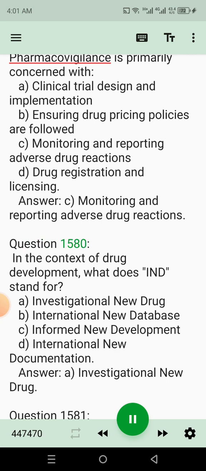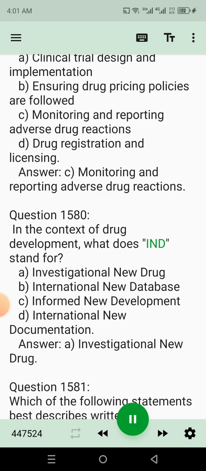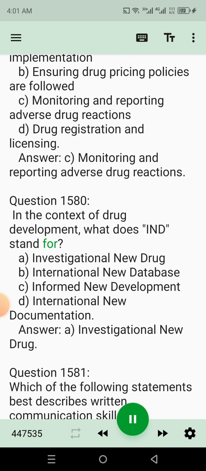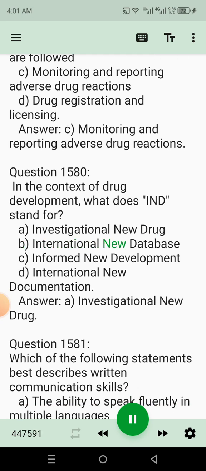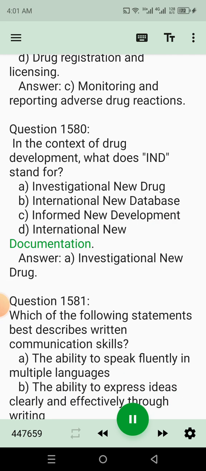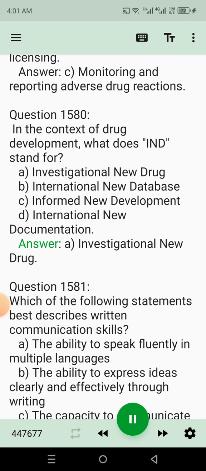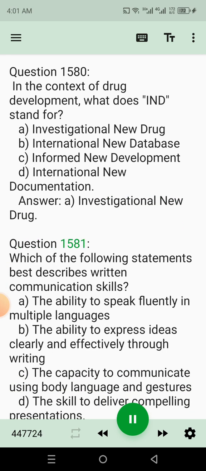Question 1580. In the context of drug development, what does IND stand for? A. Investigational New Drug. B. International New Database. C. Informed New Development. D. International New Documentation. Answer: A. Investigational New Drug.